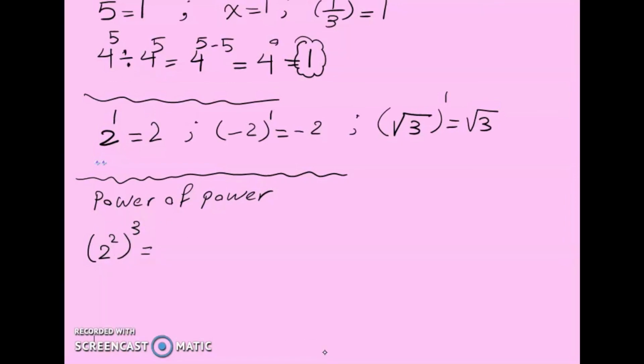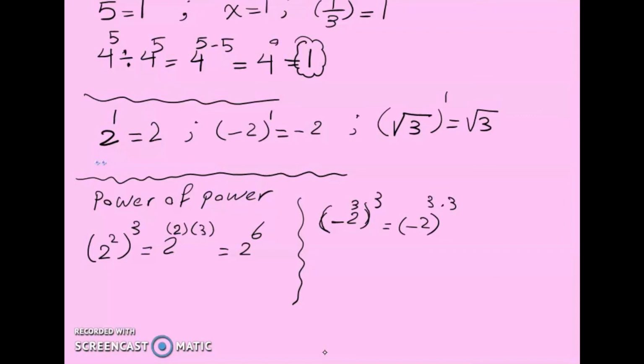Therefore, your base is 2. You have to multiply 2 times 3. So therefore, you end up with 2 to the 6. And the last example, let's say negative 2 raised to the 3, and again raised to another 3. So the answer is negative 2, multiplying these two, 3 times 3, it would be negative 2 raised to the 9.